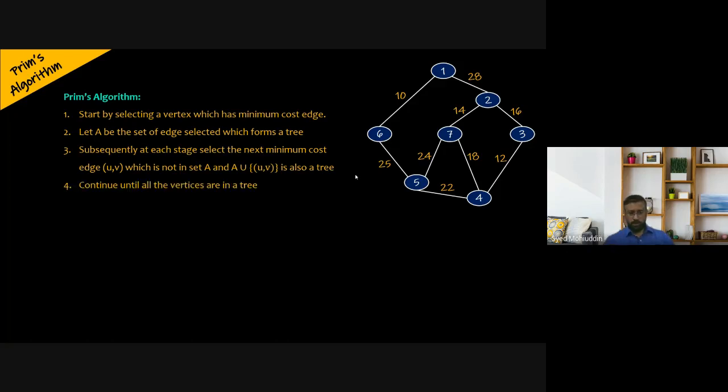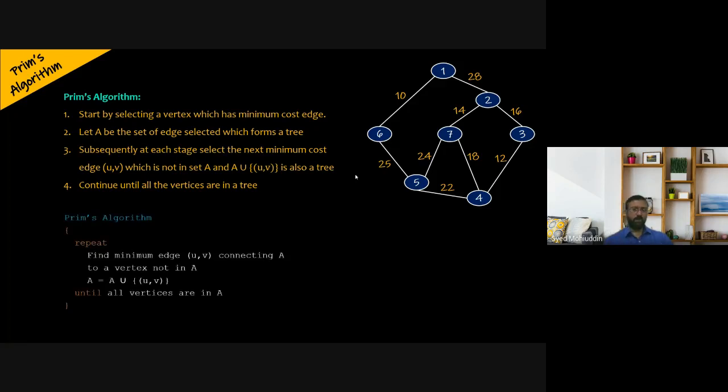So this process of selecting the next minimum cost edge continues till we explore all the vertices of the graph, and all the vertices of the graph are present in the tree. That was one of the properties of a spanning tree: all the vertices of the graph will be in the spanning tree, and that too connected.